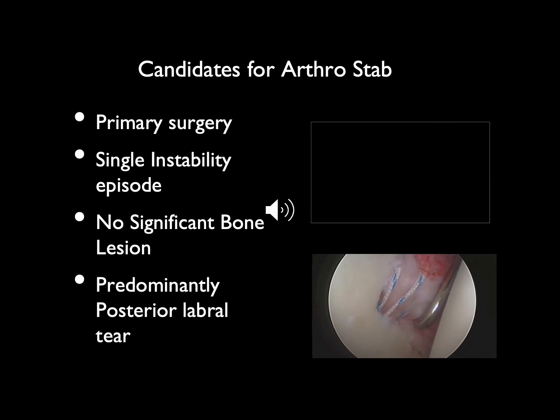I generally tend to perform this perhaps if the patients have had contact players have had a singular instability episode and there's no significant bone damage, or if they predominantly have a posterior labral tear. Generally tend not to perform it in the revision setting.